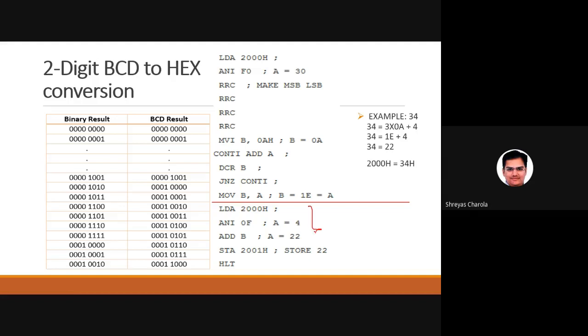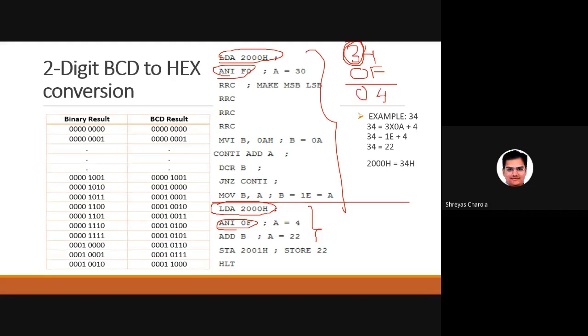Okay. Now, this process you had done for 34, and for the 3 only. What about the 4? We need to do it again. So I'm calling the same data 34 from the location where we had called it here. Now instead of doing F0, I'll do 0F. What happens if I do the ANDing operation with 0F? The answer will be 04.